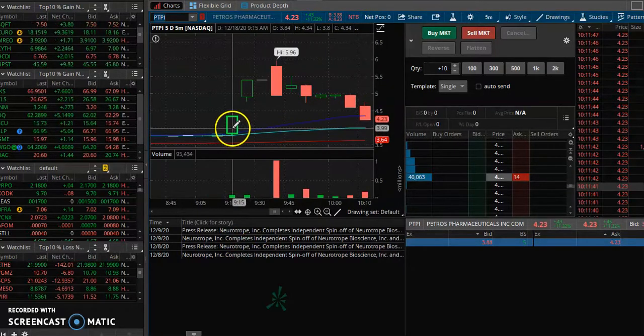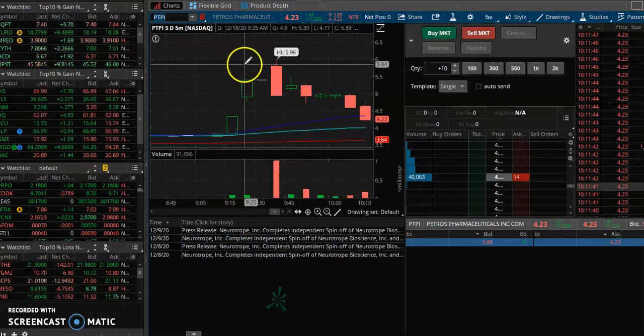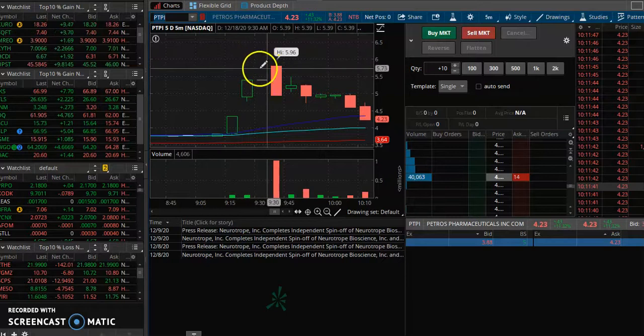Okay, so you see this pop, it halted, pops again. Now before it popped again, we got in on this halt. This halt, we got in at 494. It gets halted at 540. Okay, and then it unhalts and gaps up again. So this is how we play halts.